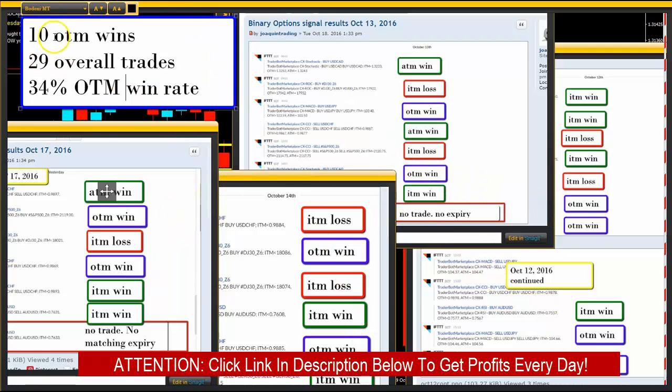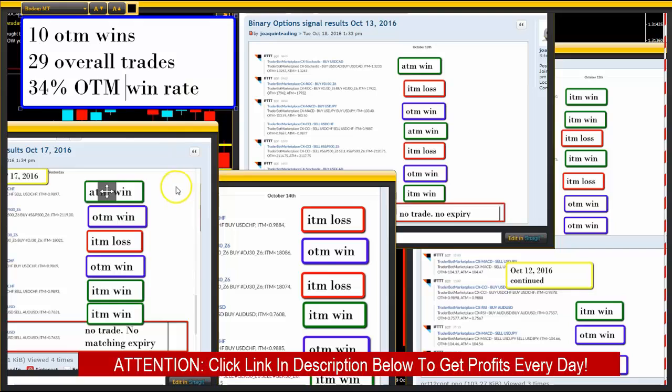Okay, so you can see right here that there's a 34% OTM win rate. There's 29 trades overall over the past 4 days. To get all the other statistics, just go on the forum there and look them up, get out a pen and paper and write it down. We need statistics before we can go on with any of our trading. So we know there's 10 OTM wins, 29 overall trades, and a 34% OTM win rate.